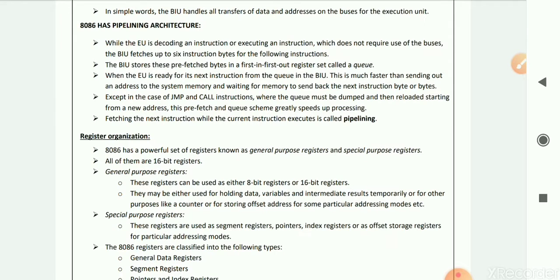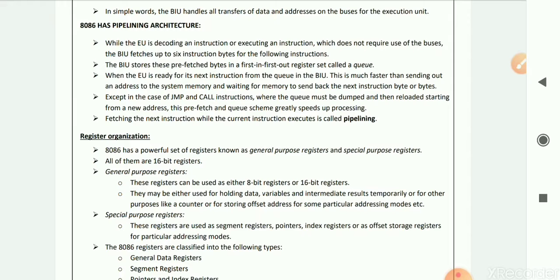They may be used either for holding data variables and intermediate results temporarily, or for other purposes like counter, or for storing offset address for some particular addressing modes. So you can use general purpose registers for other purposes.